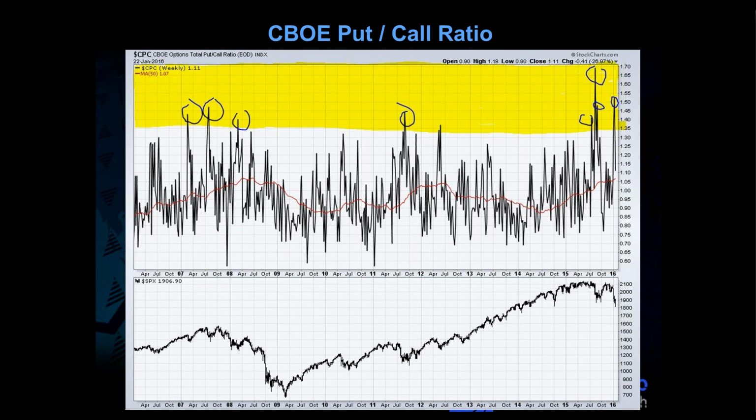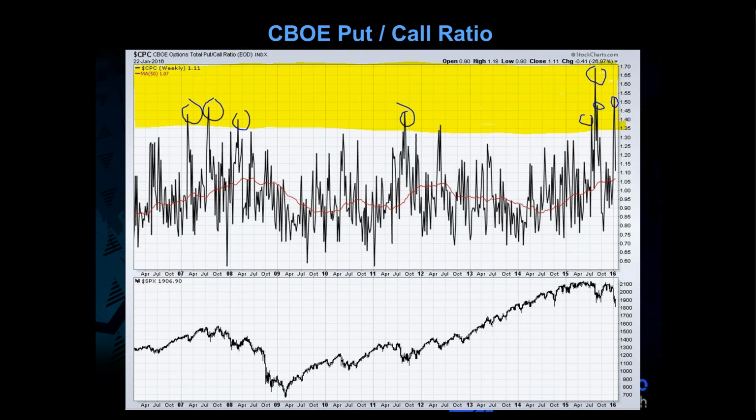But what I've got on the screen here is the CBOE put call ratio. I'm sure a lot of you have heard of it. But in case you haven't, essentially you take puts and put them in the numerator and calls in the denominator. Basically, puts are just a bet in the option market that you want to make money if things go down, and calls you want to make money if things go up.